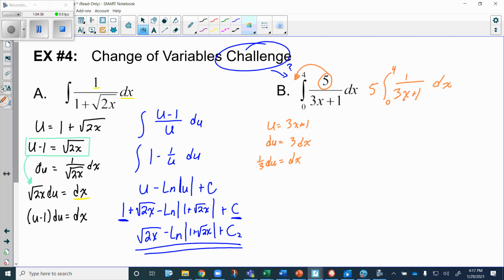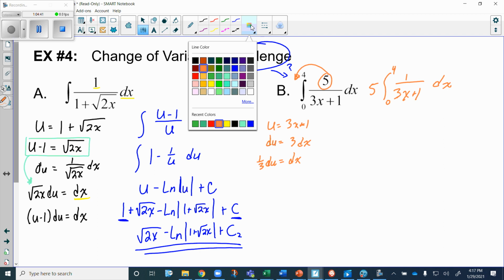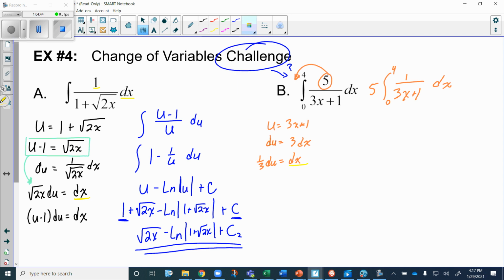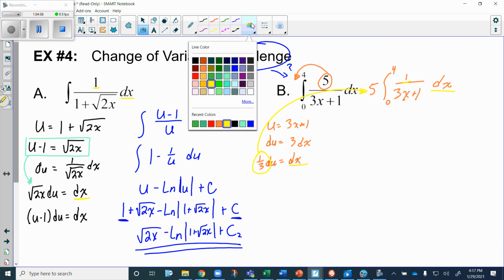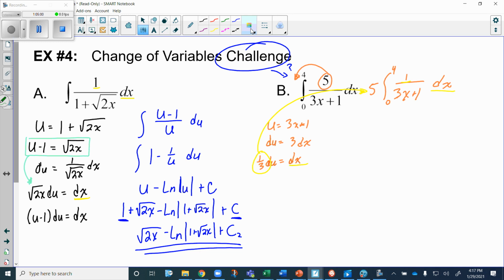Now we have that match, 1 dx here and 1 dx here, but I do have to take that 1/3 as a constant and multiply it with the 5. So when I do, we're going to end up with 5/3.